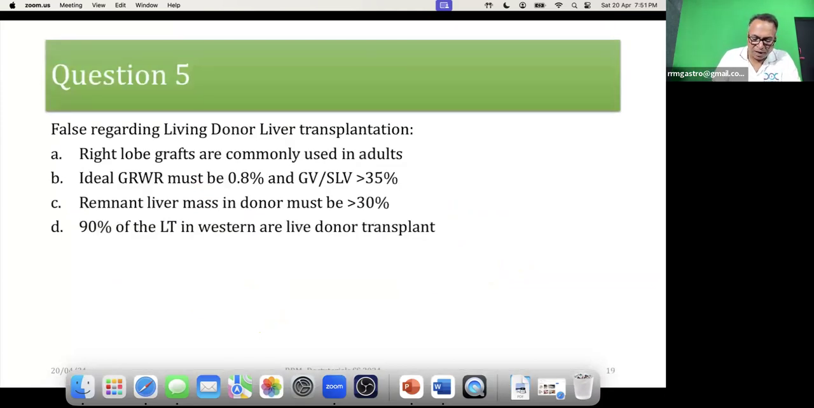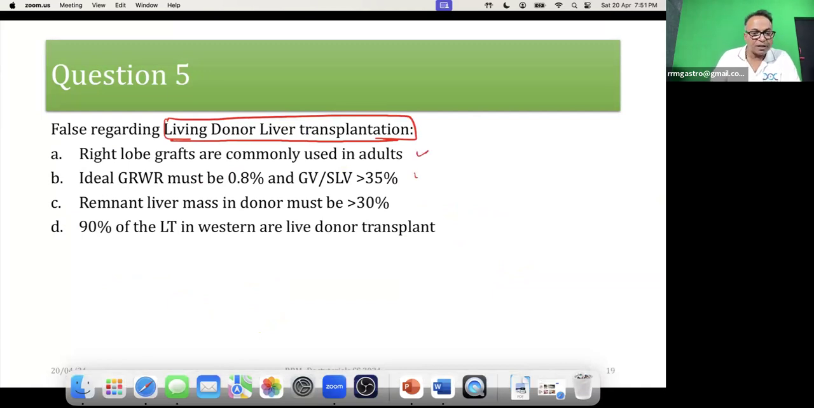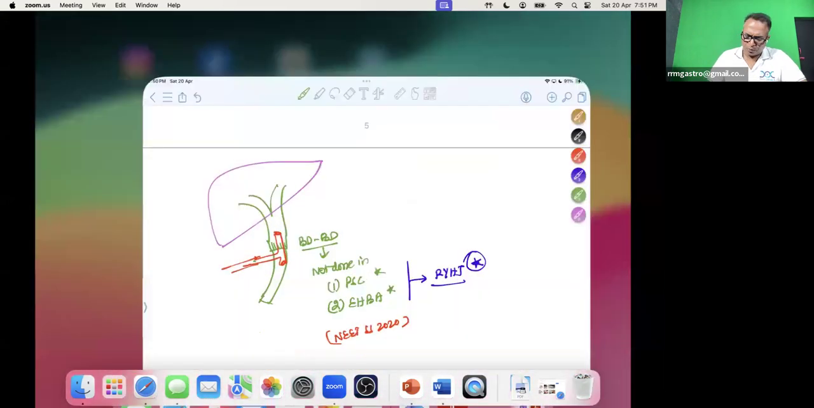False regarding living donor liver transplant: A, right lobe grafts are commonly used. B, ideal graft recipient weight ratio must be 0.8%. C, graft volume by standard liver volume should be more than 35%. D, remnant liver mass in a donor must be 30%. E, 90% of the liver transplants in the West are live donor transplants, which is wrong. So the answer is very simple, please understand.